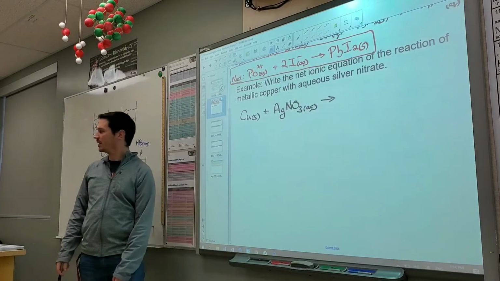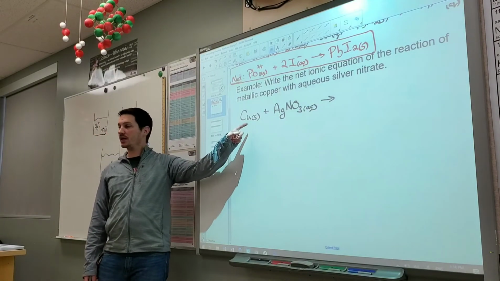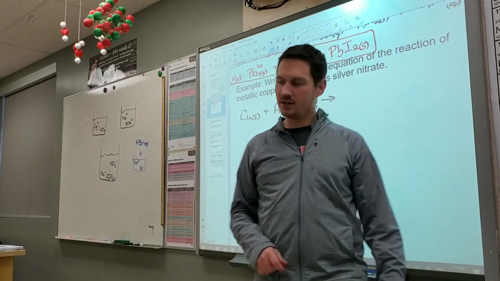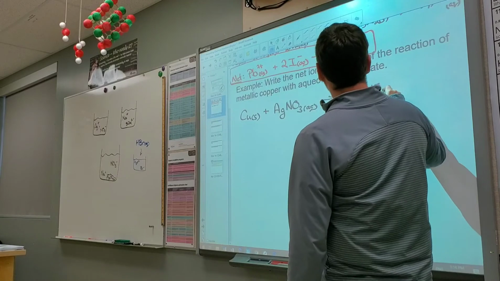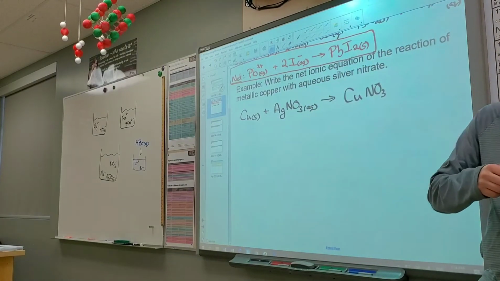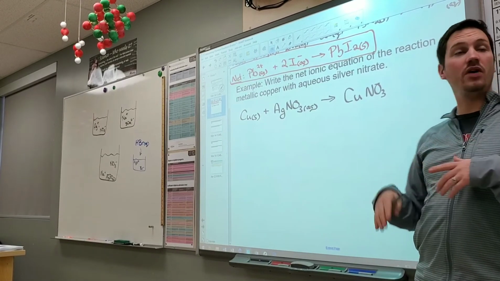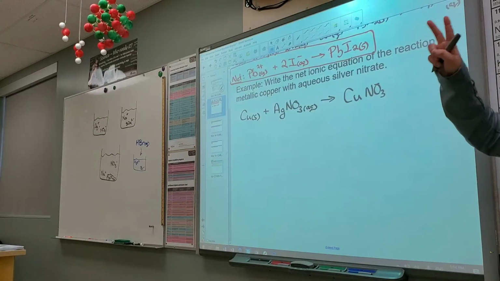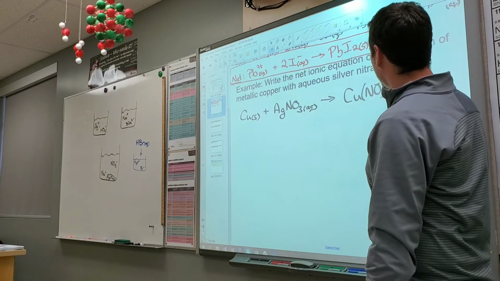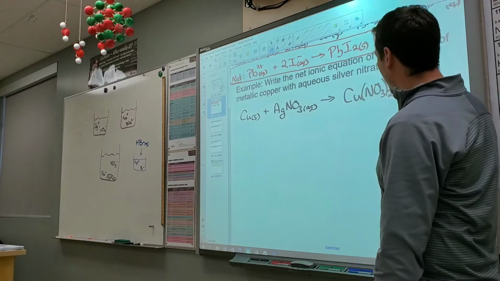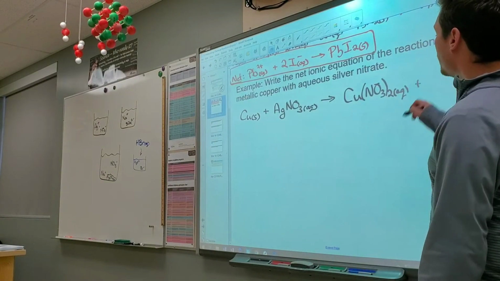So what are we going to get from this? It's a single replacement. So what's the copper going to kick out? The Ag. The Ag is going to get kicked out, kicked to the curb. We're going to get copper nitrate. But how many coppers and how many nitrates are going to be in my final compound? So first of all, what's the charge on the copper going to be? How many nitrates do we need? 2 of them. We need 1 copper and 2 nitrates. And if you check the solubility table, it's going to be aqueous, because nitrates are always aqueous. Okay, but what do we get?